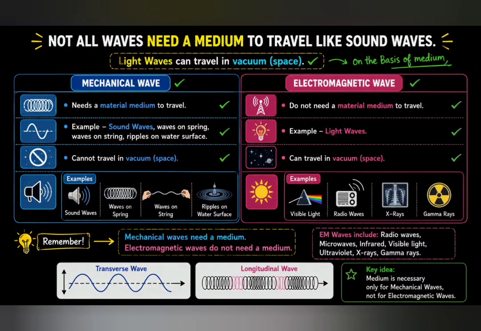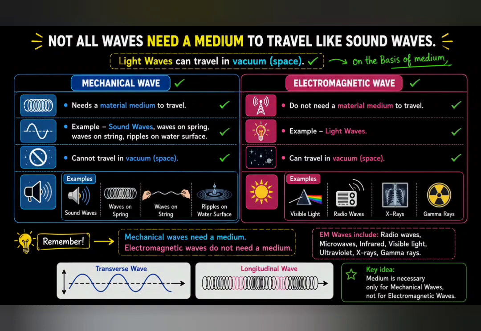Now, let's learn something very important. All waves need a medium to travel. Based on the need for a medium, waves are divided into two types. The first type is mechanical waves. Mechanical waves need a material medium like solid, liquid or gases to travel. Examples include sound waves, waves on a string and ripples on water. These waves cannot travel in vacuum or space.